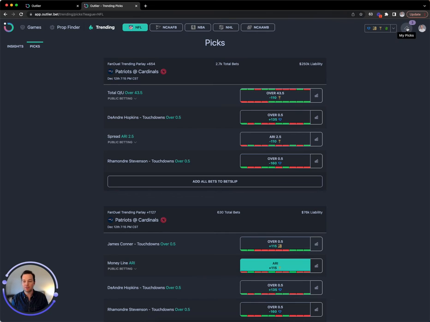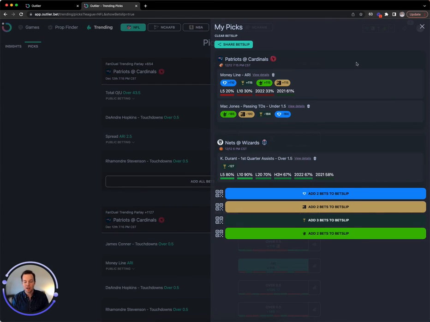All right, finally, if I click here, I'm moving into my picks. My picks is neat. So over the last however long this has been, 5-10 minutes, we've added three different bets to my picks. We have the Arizona money line, Mac Jones passing touchdowns, Kevin Durant first quarter assists. If we wanted to remove any of these, we could click the little trash can icon. If we wanted to go back and make sure we're comfortable with it, we could go view details.